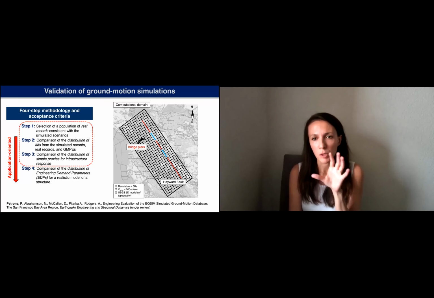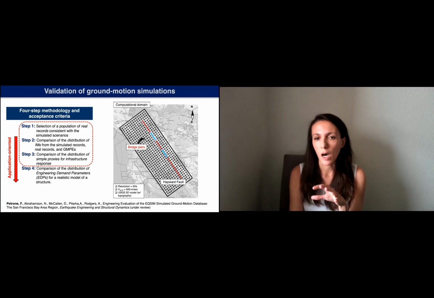Now the target region for this project is the San Francisco Bay Area. Here's a representation of the computational domain, which covers an area of 30 by 80 kilometers. The model has been developed in SW4 and has a frequency resolution of 5 hertz and a minimum shear wave velocity of 500 meters per second. It utilizes the USGS 3D model with topography for the representation of the geologic structure.